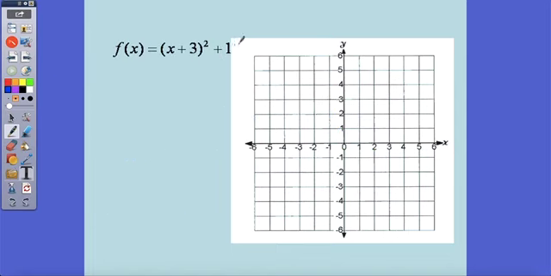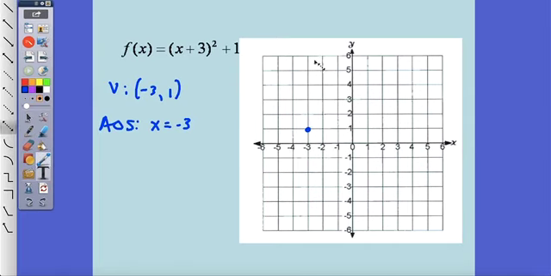All right, let's do another. So we've got (x plus 3) squared plus 1. So the vertex is at (-3, 1). The axis of symmetry is just the x-coordinate of the vertex. That's x equals -3. When we plot those points, (-3, 1), the axis of symmetry right there.